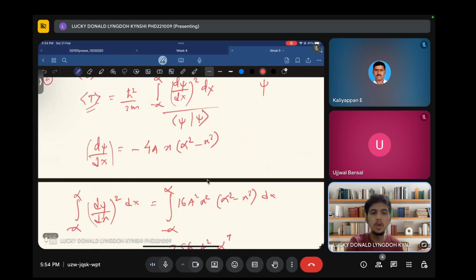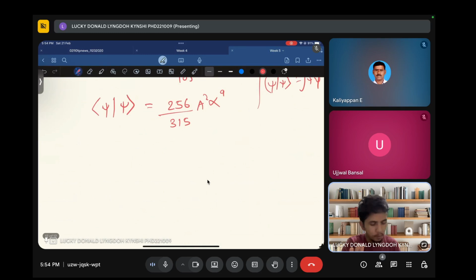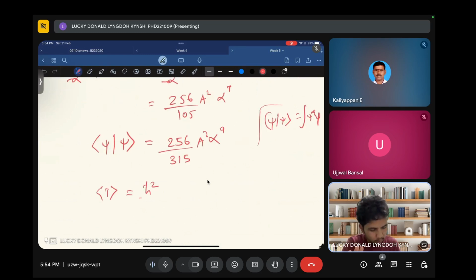So first you find out the normalization constant, then you find out the expectation value of your kinetic energy, which is equal to what? Now h cross square by 2m and then 315 by 105 alpha square.